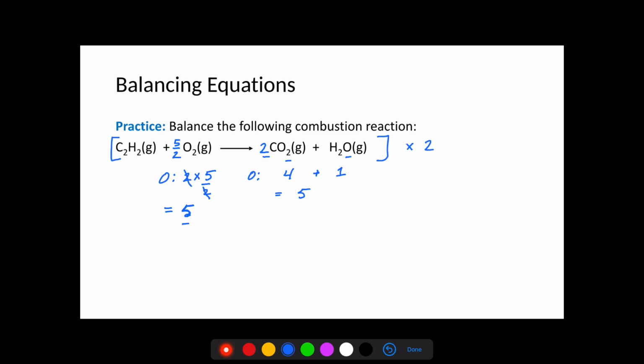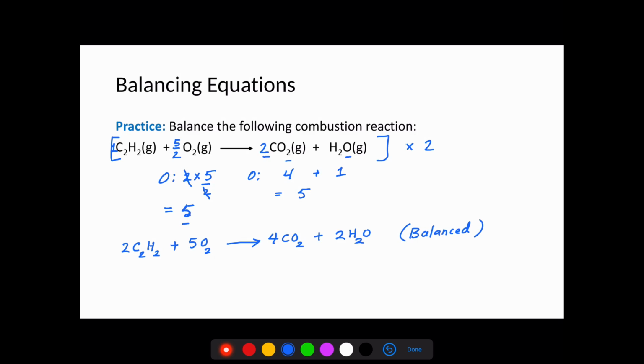So if you double all the coefficients, here the coefficient is just 1. So when you double it, you get 2C2H2 plus 5 over 2 times 2 is 5. So I'm doubling everything. Now we have 4CO2 plus 2H2O. So that's your balanced chemical reaction.